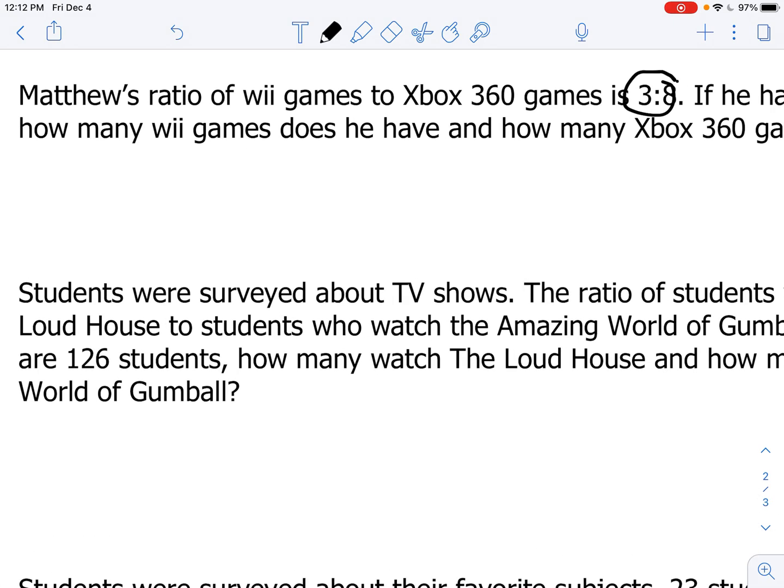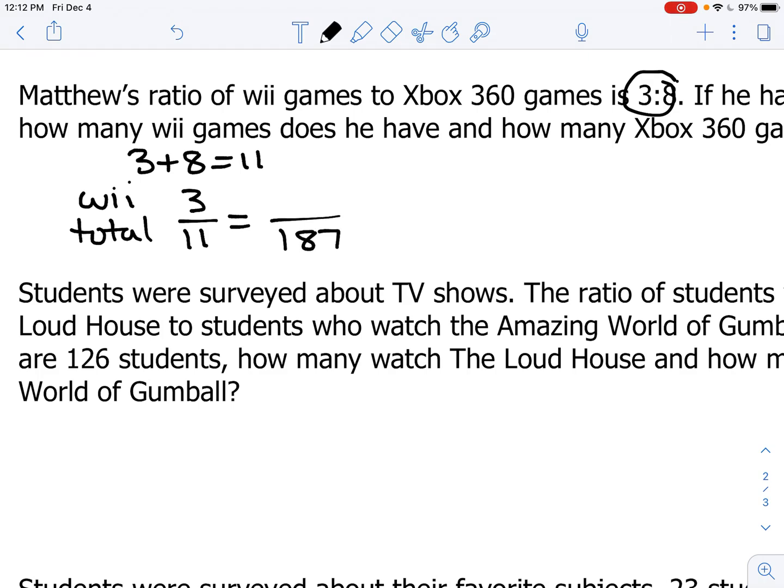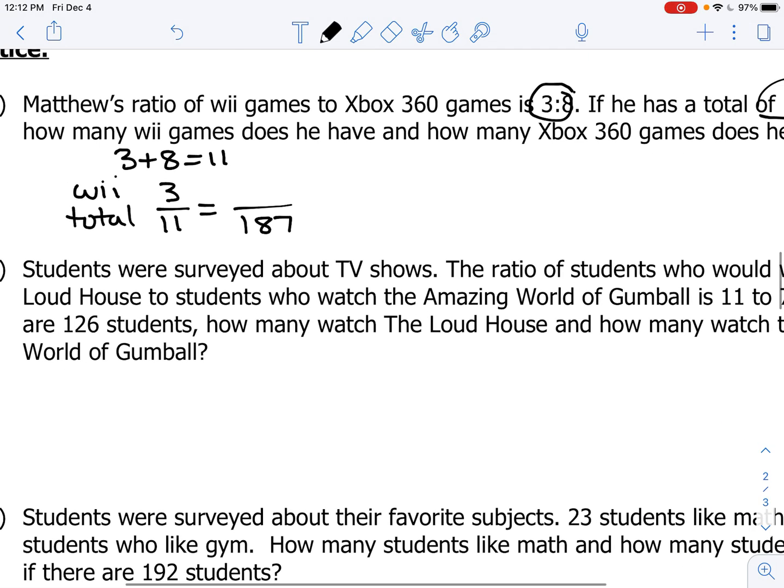So we're going to add our 3 plus 8, and that's going to give a total of 11 games in that simplified ratio. So now we can set up two separate ratios for the Wii games to the total. So the Wii is 3 and the total is 11, and we know there are 187 total games. So we're going to have to figure out what we are multiplying 11 by to make that 187.